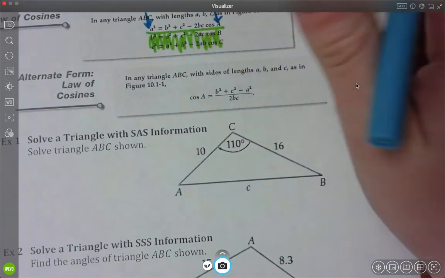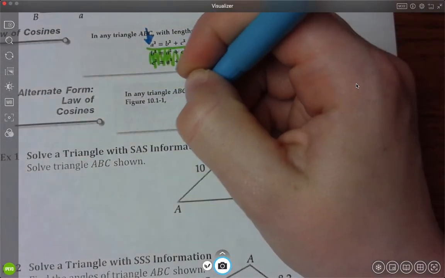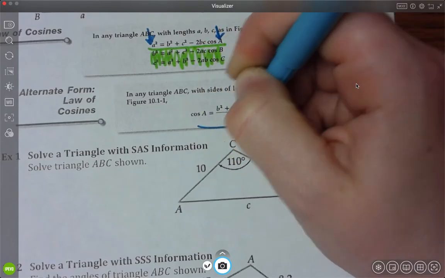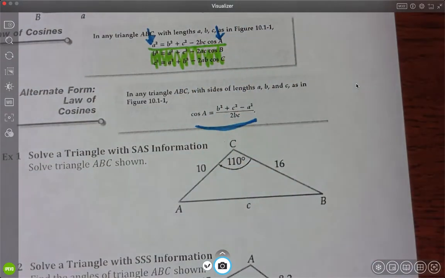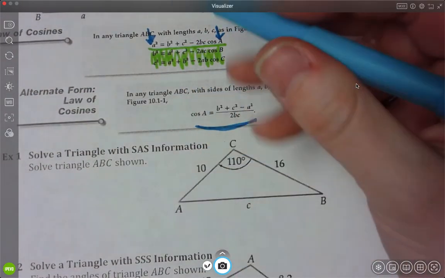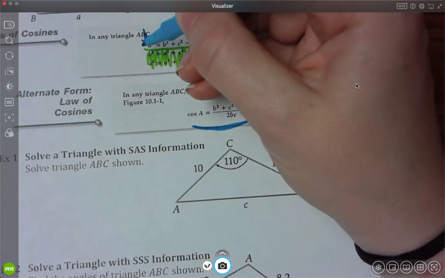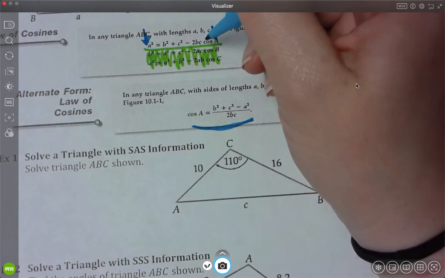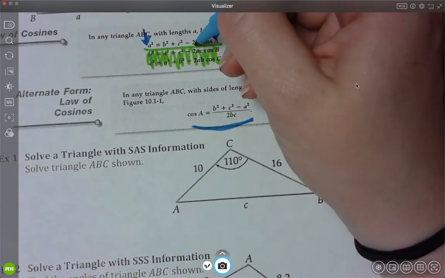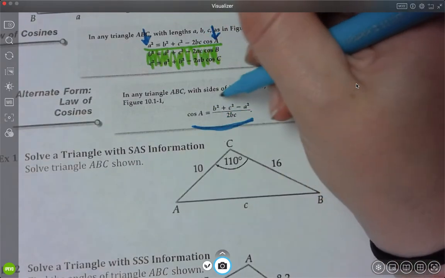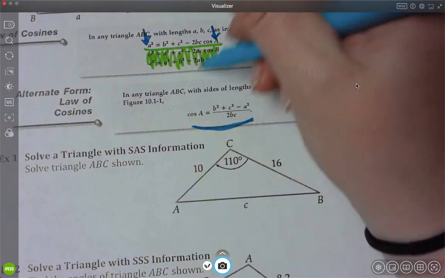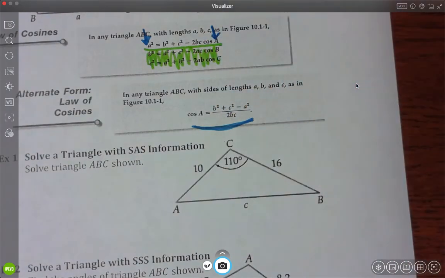Okay. They went ahead and gave you another alternate form of cosine, which we'll talk about in just a minute. But there's that switched around. So basically, they've subtracted the b squared over, they've subtracted the c squared over, and then they've divided by negative 2bc to get what this looks like. And then they have cosine of A solved for, so they've isolated that.